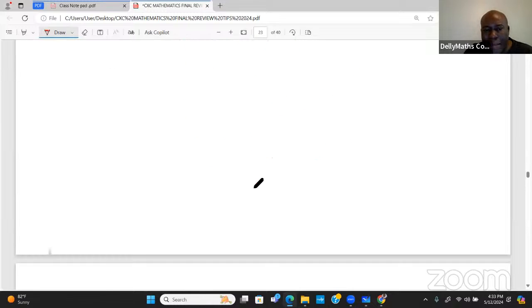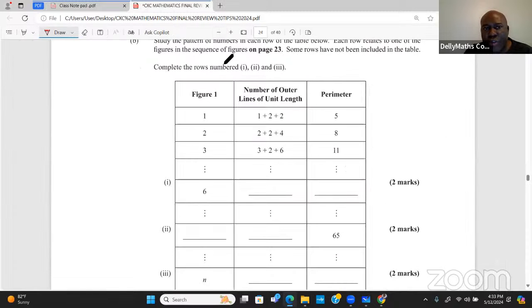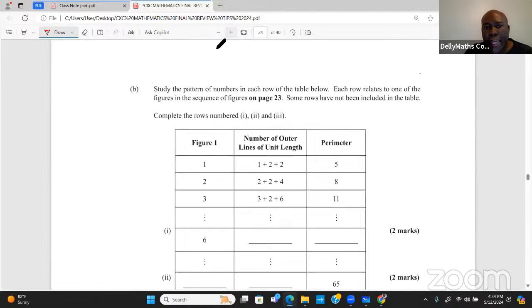And then let's go to the table. Now the table is always there. They're always giving you information. You want to read it first, and then you want to jump in. All right. So it says study the pattern of the numbers in each row of the table below. Each row relates to one of the figures in the sequence of figures on page 23. Some rows have not been included in the table. Complete the rows numbers 1, 2, and 3.